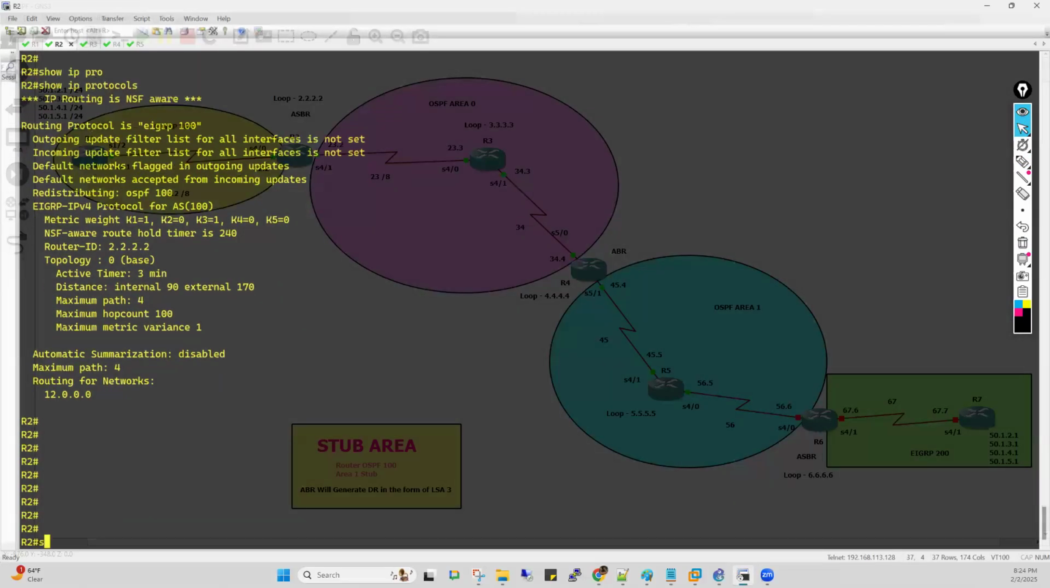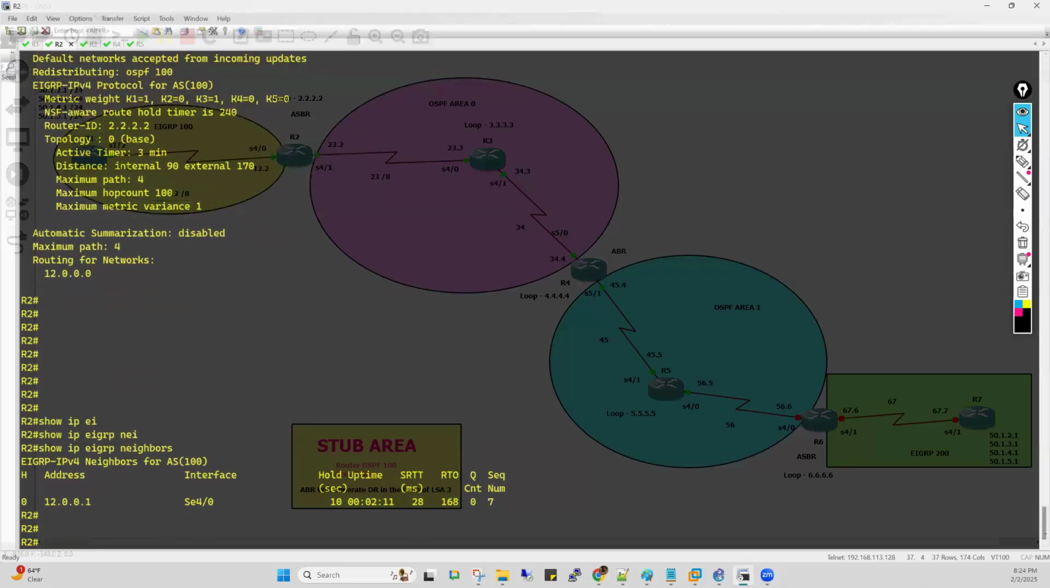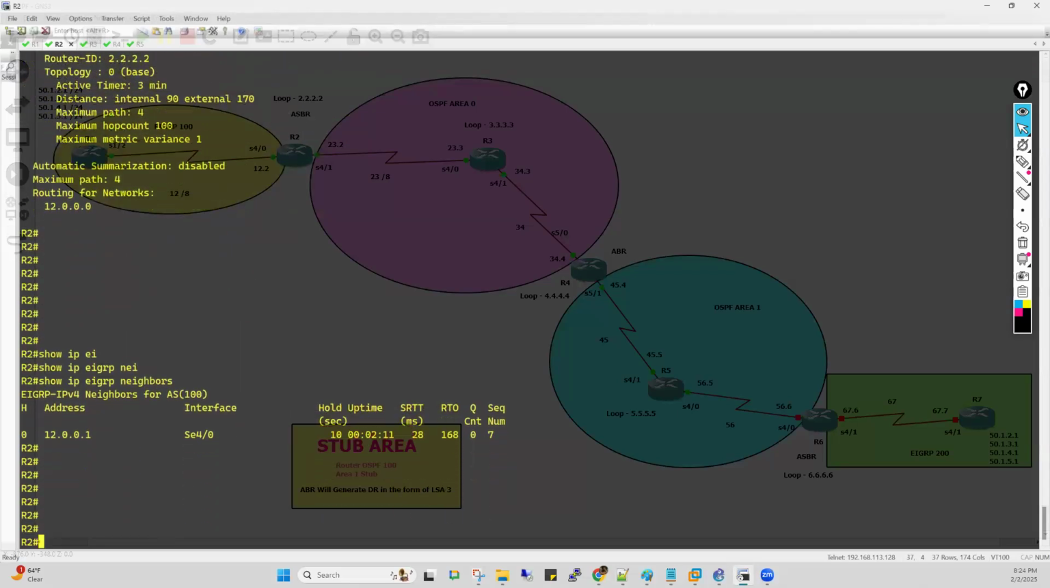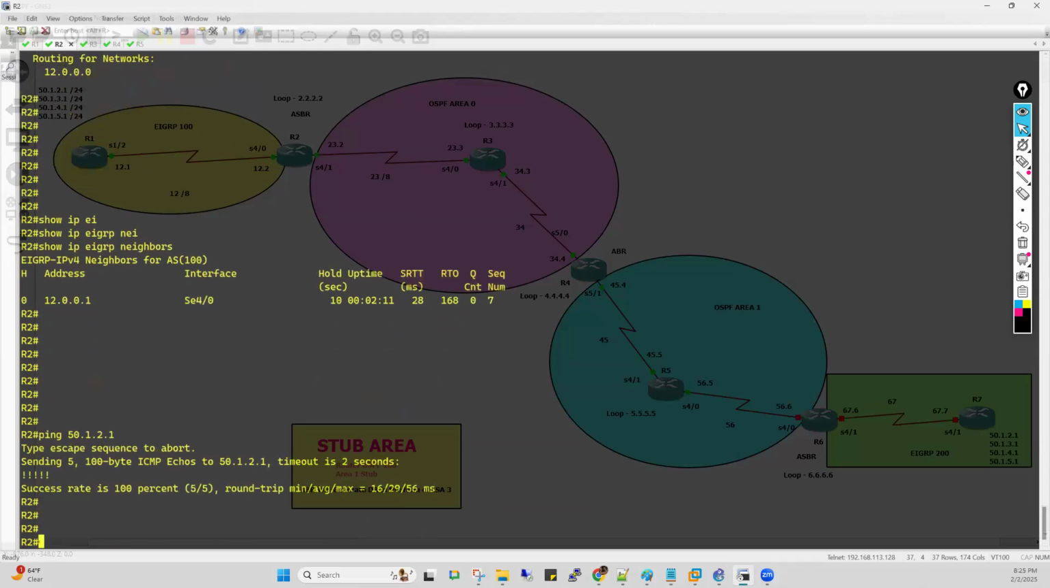How can you check? Show IP EIGRP neighbor. See, both routers are neighbors. Now there is no problem. We are on R2. If I try to ping 50 dot, what is that IP address, guys? 1 dot 2 dot, I think 1. Yes, I'm able to ping. From this router I can ping this one because of EIGRP. Clear, guys? Everyone, yes or no?